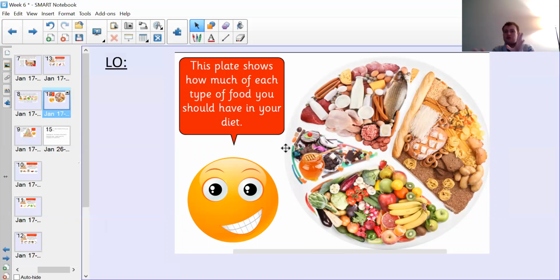So this kind of shows you it as a plate. So you've got lots of carbohydrates, lots of fruit and veg, bit smaller amount of meat and dairy, and then even smaller amount of sweet stuff.